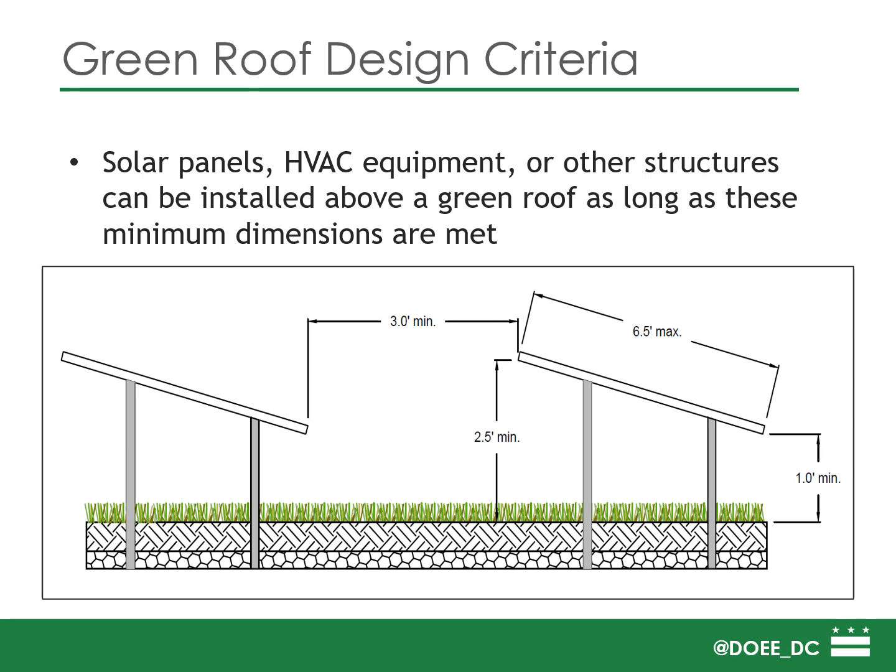So there's a 3-foot minimum space between solar panel rows so that someone can physically get in between the rows. And then there is a 2.5-foot minimum on the high end and a 1-foot minimum on the low end. So there must be at least a 2.5-foot minimum space where someone can actually get under the solar panel and perform maintenance to the green roof that's underneath it. Also allows for lighting, but it's mostly a maintenance issue of why these spacing requirements.